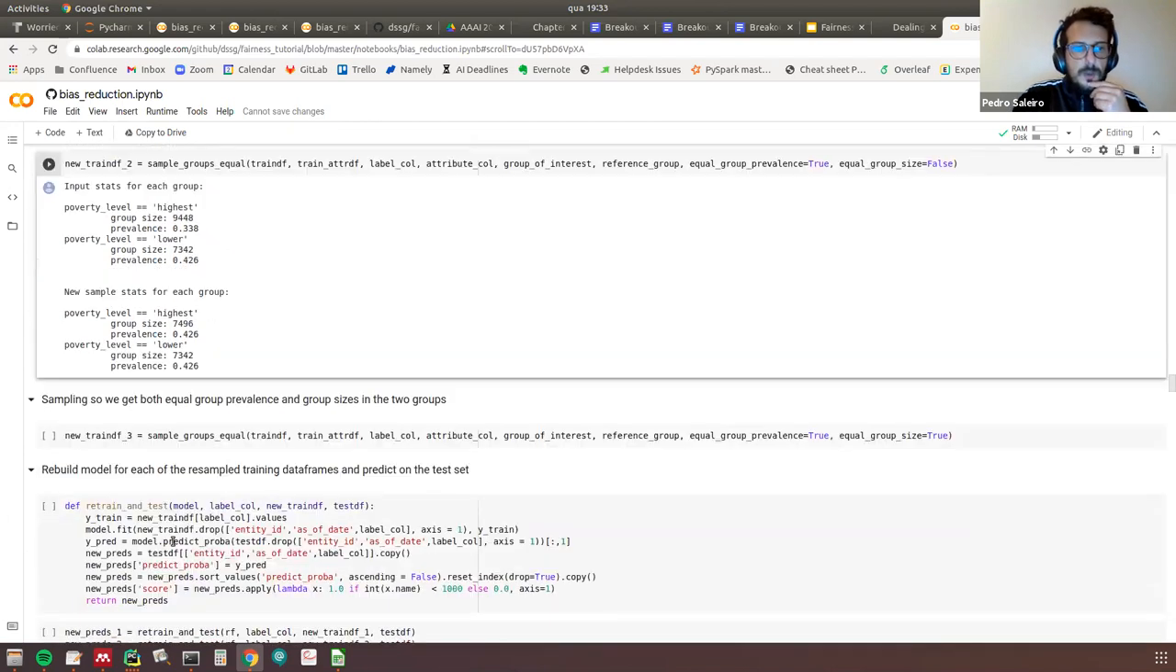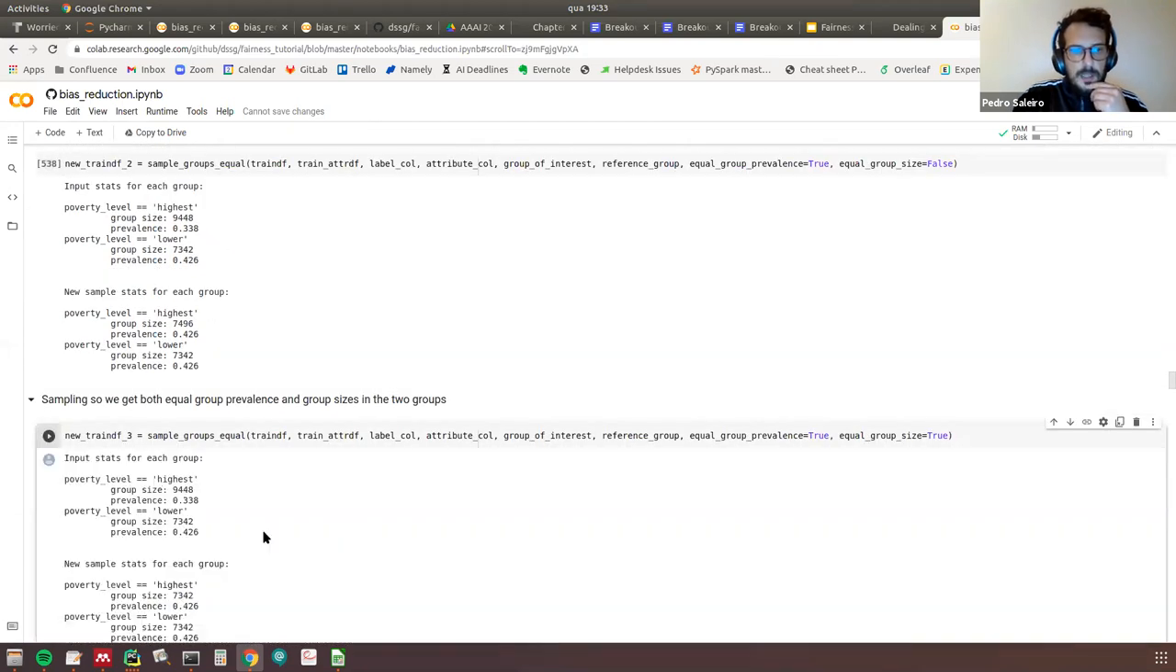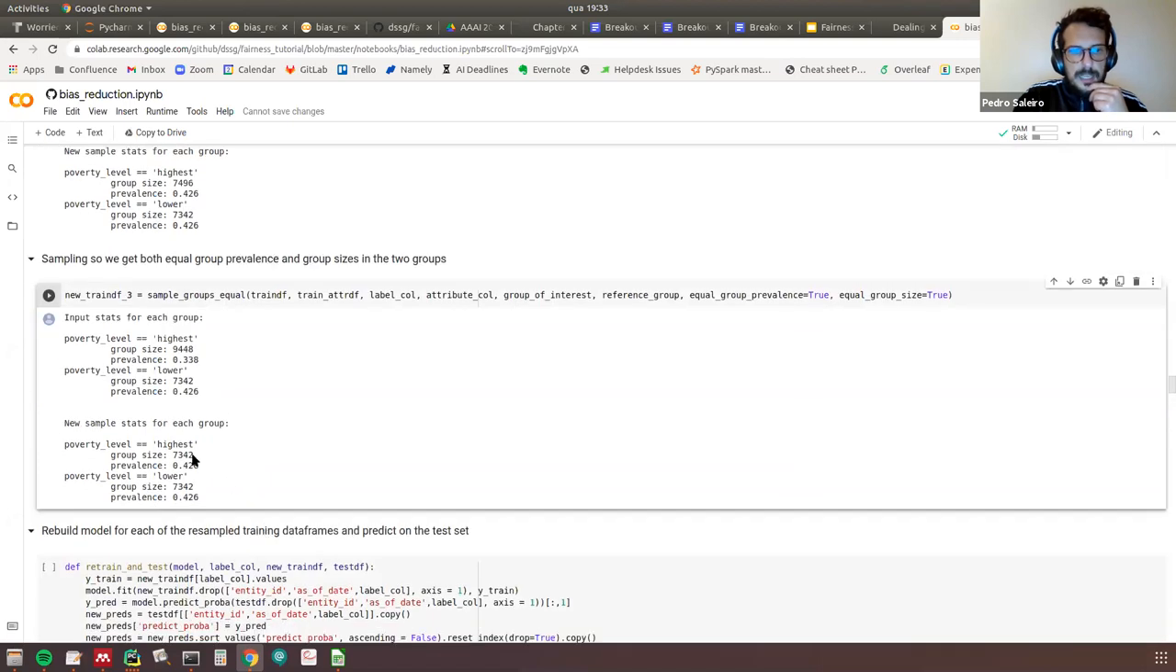And on the third, we'll get both. So at the end, we get two groups in the training data that have the exact same size and the exact same prevalence. And we'll run this. Also, as Ray was saying, in this particular case we actually had similar group sizes. It might be the case that we have such a small group that if we undersample, we'll really change the model we get.